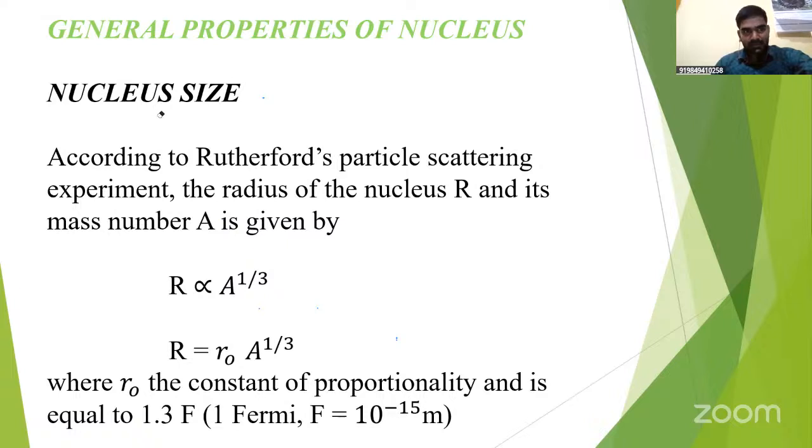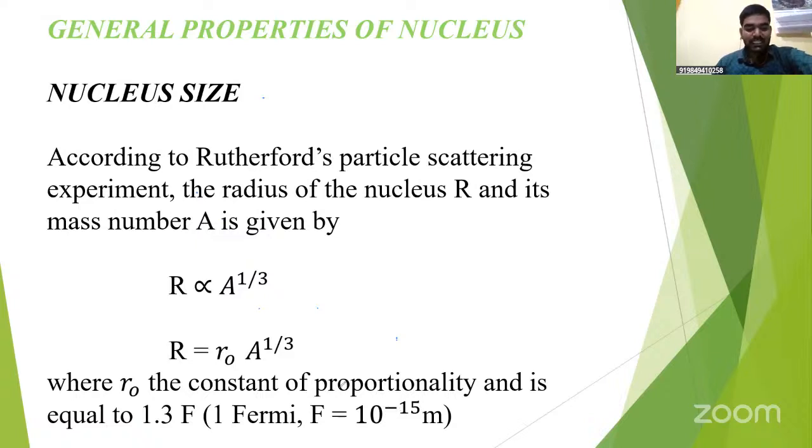According to Rutherford's particle scattering experiment, the radius of the nucleus and its mass number A are related by R directly proportional to A power 1 by 3. That is, R equals R naught A power 1 by 3. R naught is the constant of proportionality and equals 1.3 Fermi. 1 Fermi is equal to 10 power minus 15 meters.